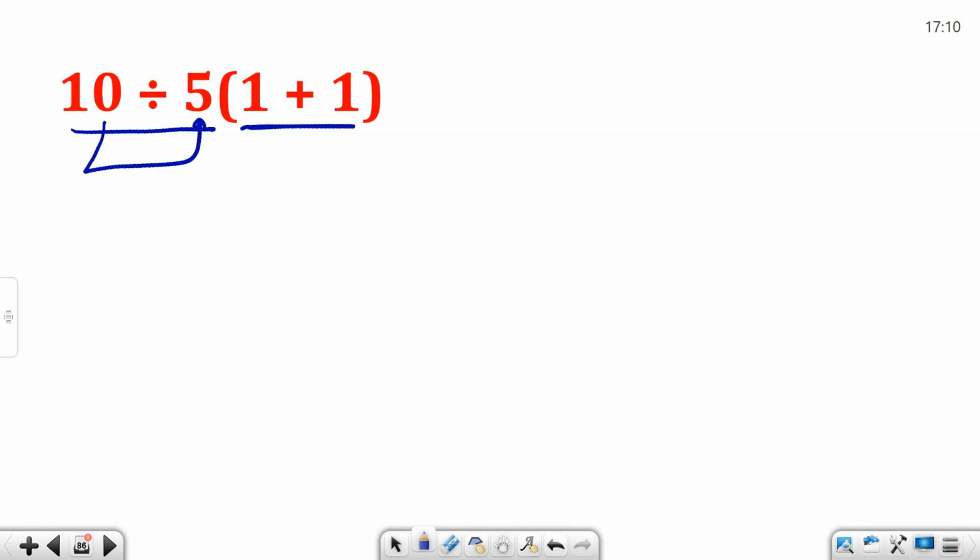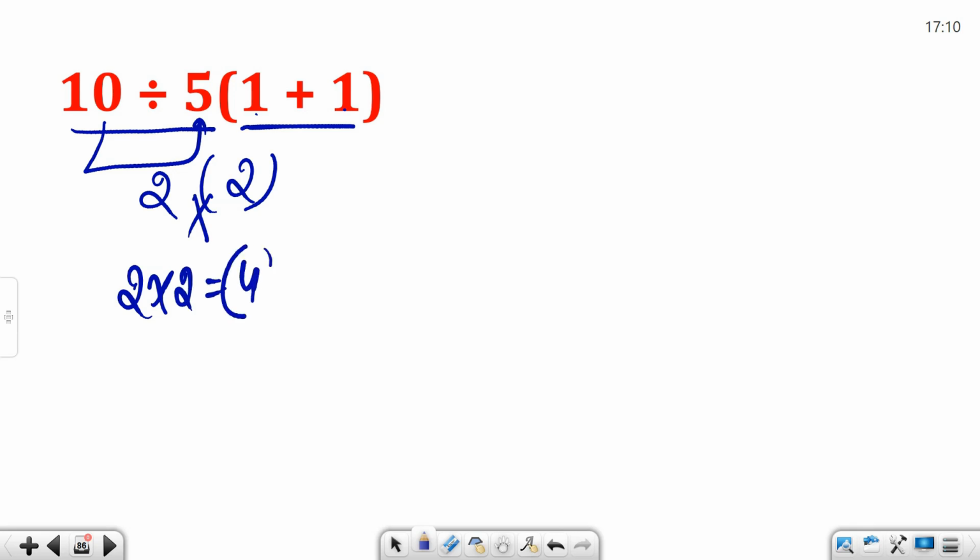Today's question is 10 divided by 5, bracket 1 plus 2. So 10 divided by 5 is 2. In the brackets, 1 plus 2 is 3. If we multiply 2 by the bracket, that's 2 times 3 equals 6. This is the answer, but this is the wrong answer according to the BODMAS rule.